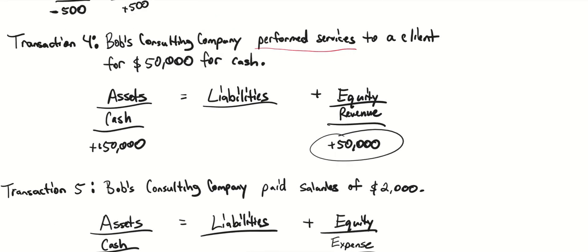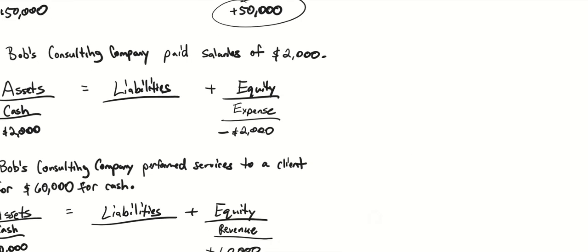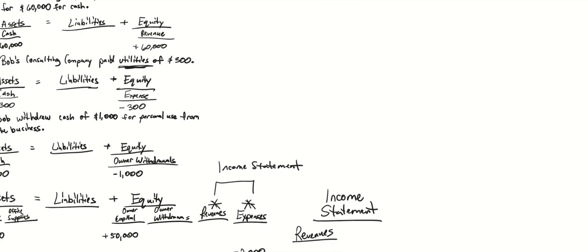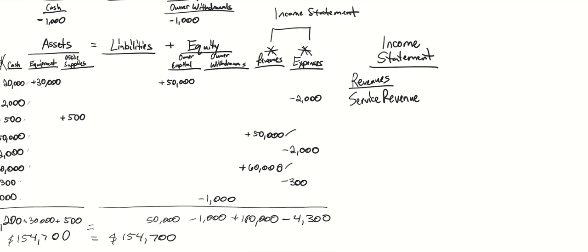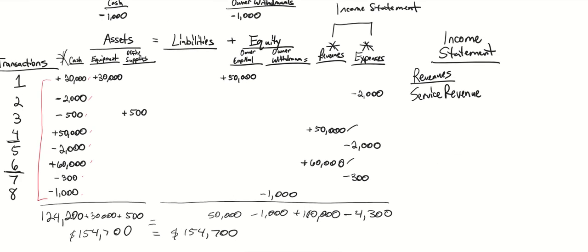This shows that the company performed services to a client. So that tells me that this is a service revenue. That's the account that I'm going to use. So let me zoom out here. And I'm going to put in service revenue. Oops. I know I didn't spell it like that. Come on now. There we go. Service revenue. All right. Now for the next transaction, 60,000.